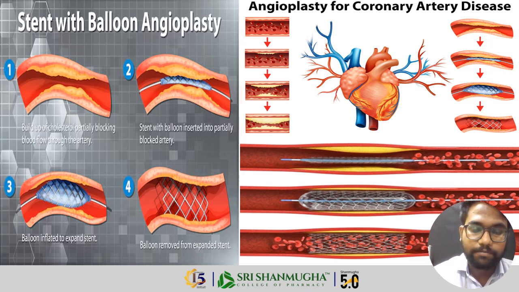These are the stenting procedures, stent with balloon angioplasty, based on the blockage site. On the left-hand side we can see the blocking of the blood supply. In the second image, a stent with balloon is inserted into the partially blocked artery. In the third image, the balloon is inflated to extend the stent. The fourth one shows the balloon removed from the extended stent. These are the steps involved in angioplasty.